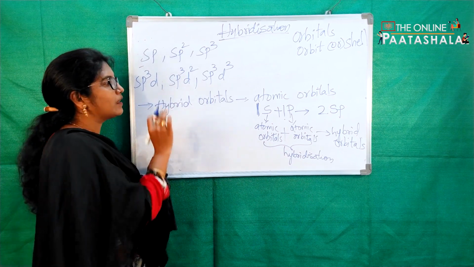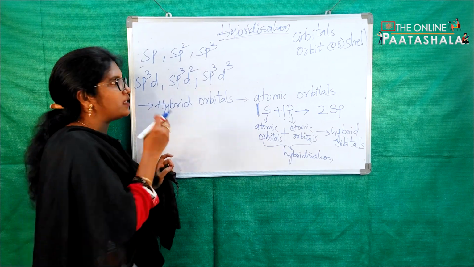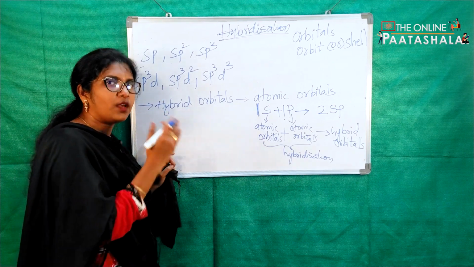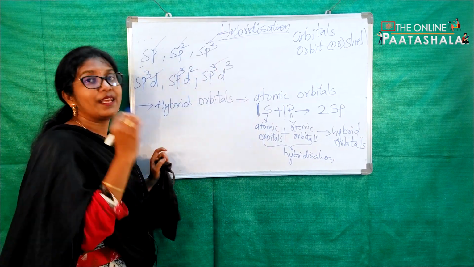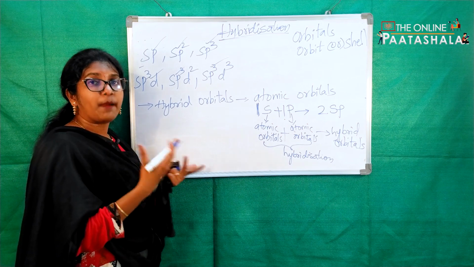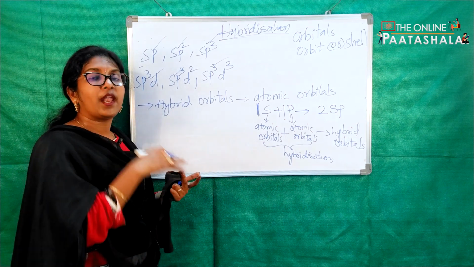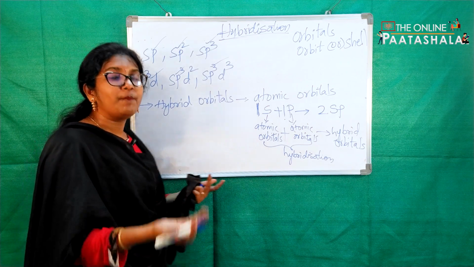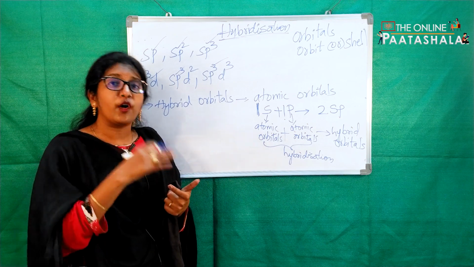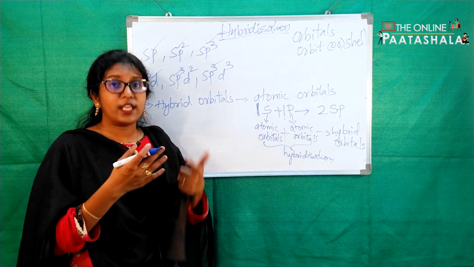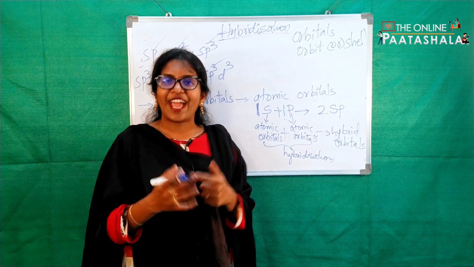These are the salient features of what is involved in hybridization. We will go into each and every hybridization in detail with an example, how the hybridization happens, how atomic orbitals are hybridized and form hybrid orbitals, what the shape is, what the bond angle is and how to calculate that bond angle. We will learn all this in the next session.